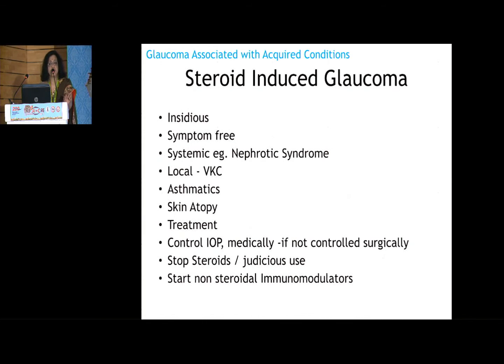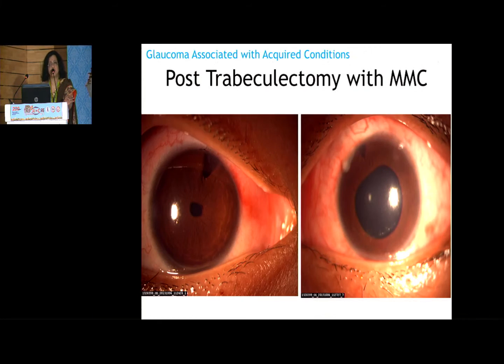But it's the physicians who need to remember whenever they are treating these conditions, and whether it is nephrotic syndrome or an ophthalmologist treating VKC, or patients who are asthmatics or with skin atopy, all these patients, we need to have the IOP monitored, see if they are steroid responders, control the IOP, choose the non-steroidal immunomodulators, and ensure that they don't lose their vision at an early age.